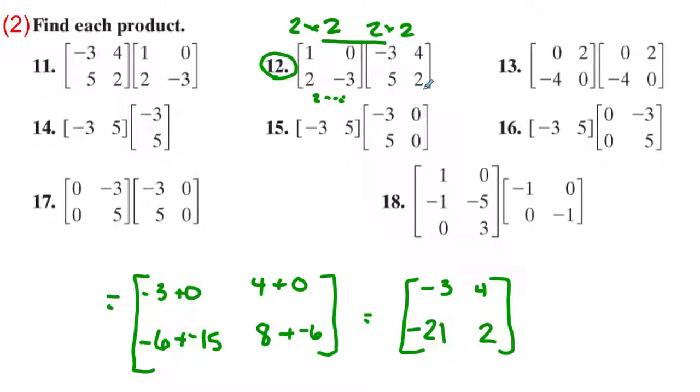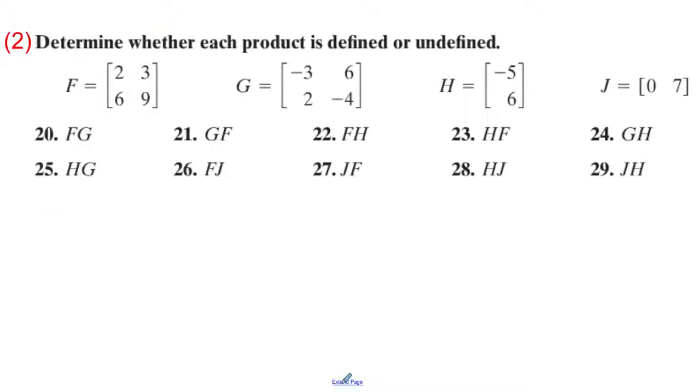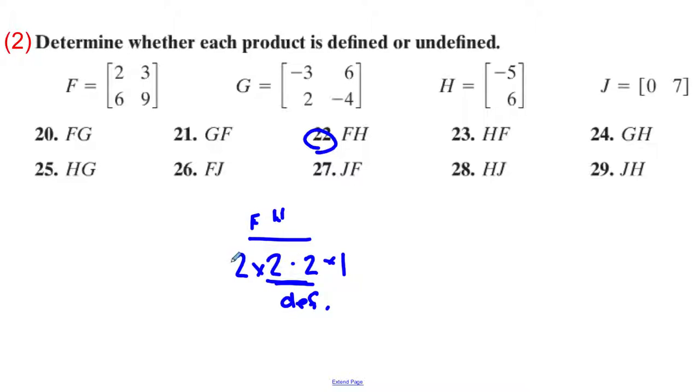Okay. The final one from this section was to determine if a product was defined or not. So looking at 22 and 23, for example. So you have F times H. So F is a 2 by 2 times H, which is a 2 by 1. Well, that matches. So this is defined. And then your solution matrix is going to be a 2 by 1.